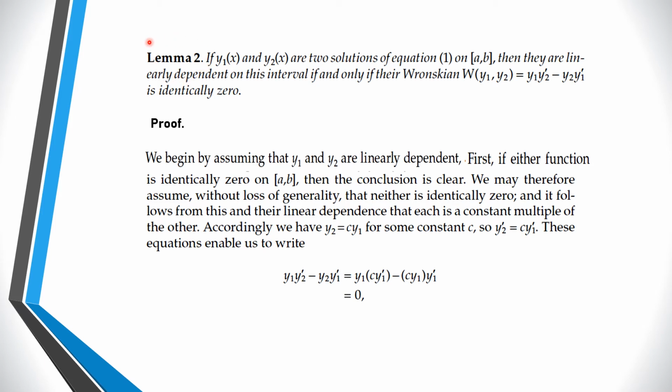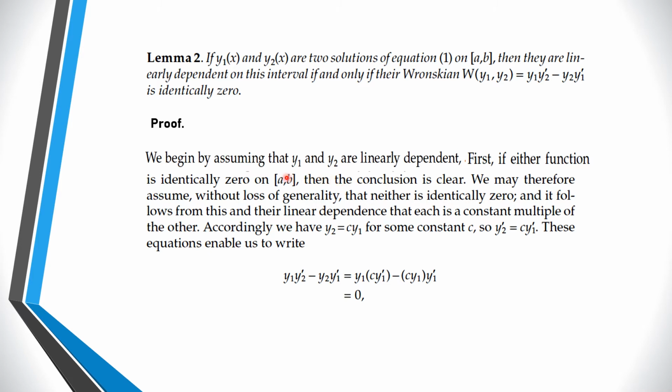Next is Lemma 2. This lemma says that if y1 and y2 are two solutions of equation 1 on the closed interval [a, b], where equation 1 is y double prime plus p(x)y prime plus q(x)y equals 0, then y1 and y2 are linearly dependent on the interval if and only if their Wronskian is identically 0. So what this theorem says is that whenever y1 and y2 are linearly dependent, the Wronskian is identically 0, and when the Wronskian is identically 0, y1 and y2 are linearly dependent. So we have to prove this both ways.